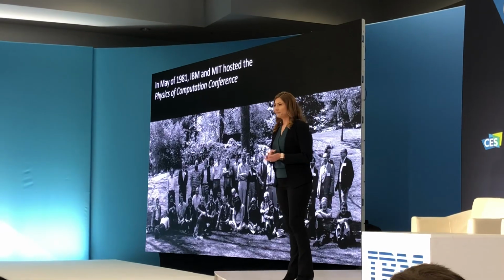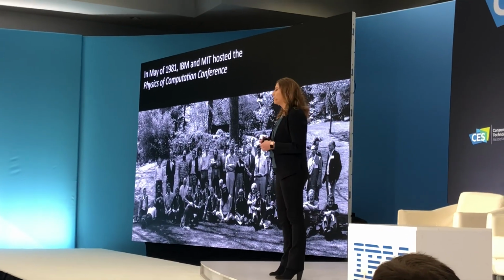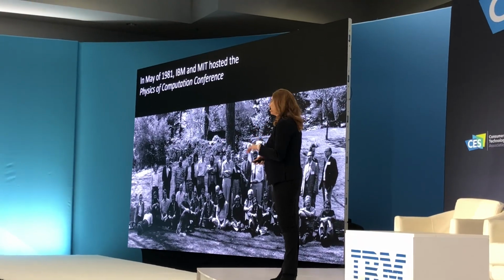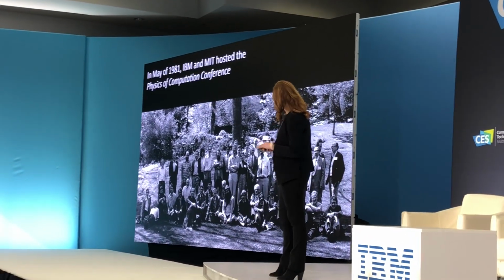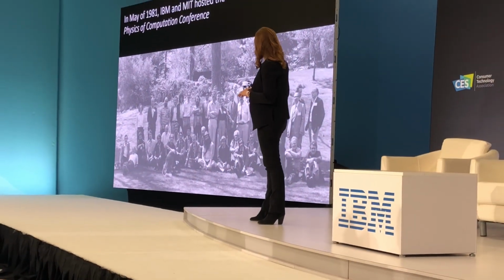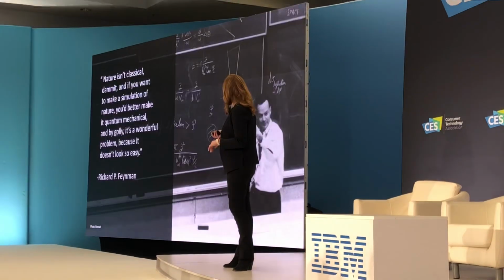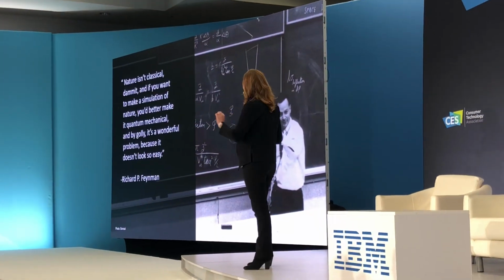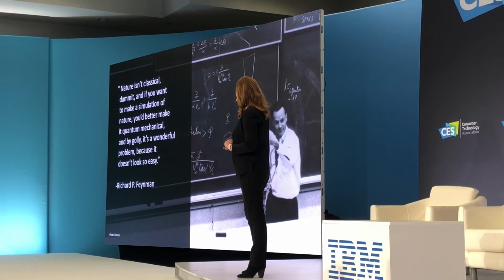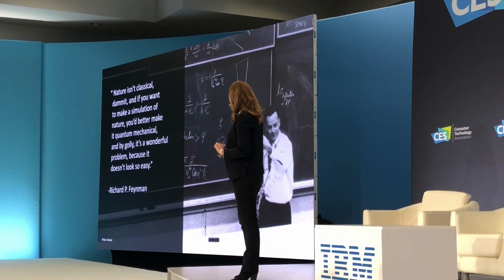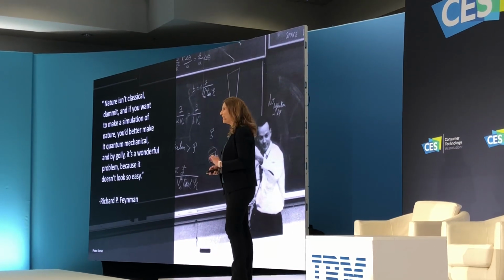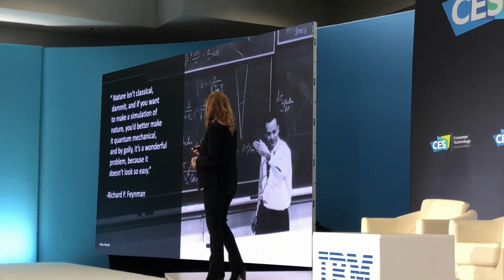In 1981, 38 years ago, IBM and MIT co-hosted a conference on the physics of computation. And you may recognize some of these people. There's some pretty famous people in this photo, one of which is Richard Feynman. Feynman famously said at this conference, this quote, "Nature isn't classical, damn it. And if you want to make a simulation of nature, you'd better make it quantum mechanical, and by golly, it's a wonderful problem because it doesn't look so easy." And boy, is that true.